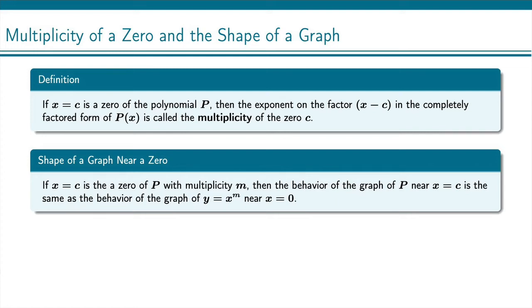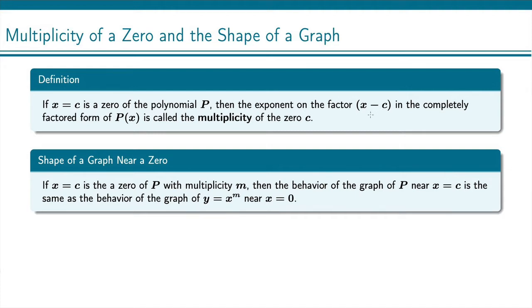The zeros of a polynomial are very useful when actually graphing the polynomial. We know that the zeros are the x-intercepts. So there's a couple things we need to know about. The first is something called the multiplicity of a zero. And a multiplicity of a zero is just the exponent on the factor x minus c, where x equals c is the zero of the polynomial.